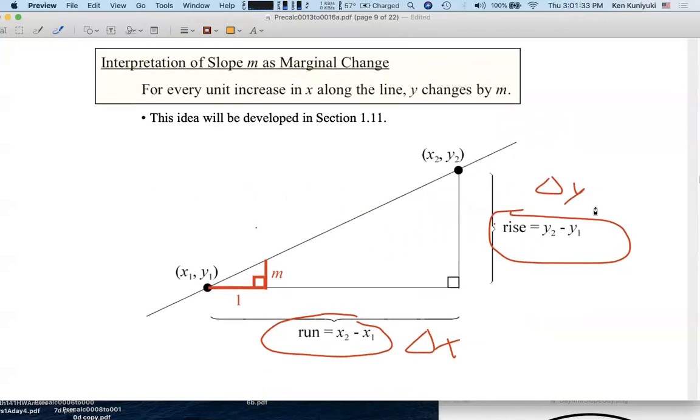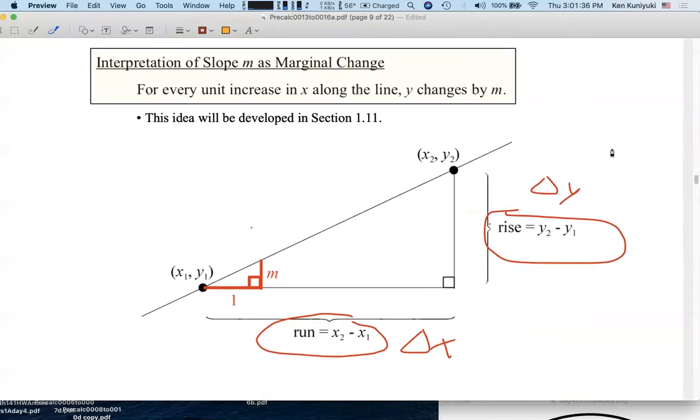All right. Here's a related idea. This may be the most important thing about slope that you don't know yet. The interpretation of slope m as marginal change. So, for every unit increase in x along the line, y will change by the slope, m. So, for example, let's say that I take any point on the line. Let's say this point here, x sub 1 comma y sub 1. Let's say that I run one unit to the right, to the east. Well, how do I have to change my y-coordinate to get back onto the line, to get back onto the path? I have to change my y-coordinate by m, the slope. If m is positive, I go up. If m is 0, I stay horizontal on this line. If m is negative, I go down.